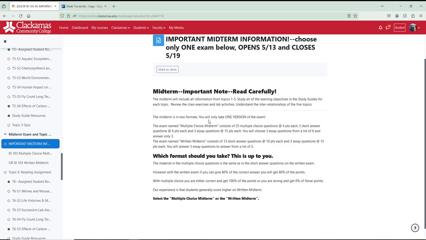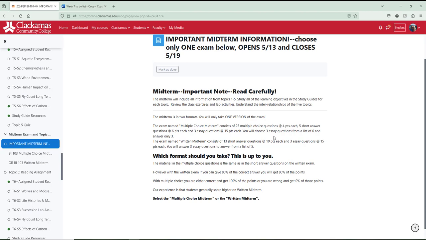And then for the written midterm exam, it has 13 instead. So there's 5 short answer questions for the multiple choice. There's 13 short answer questions for the written. For the multiple choice, you have 6 essay questions available, but you only answer 3 of them. So you'll have basically 6 topics that you're going to choose, and then you answer 3 of them.